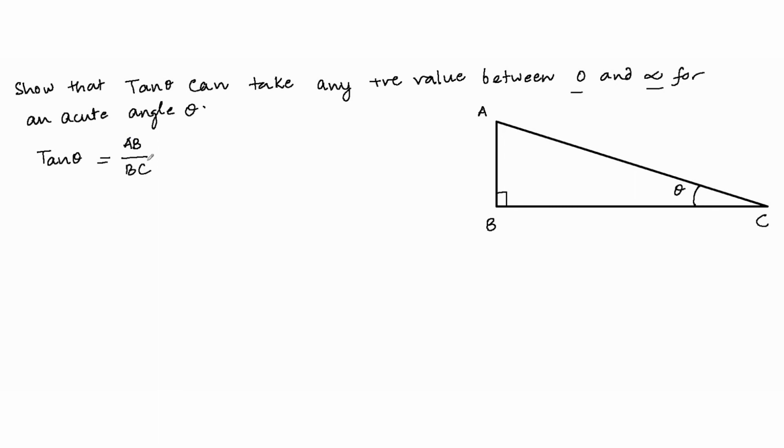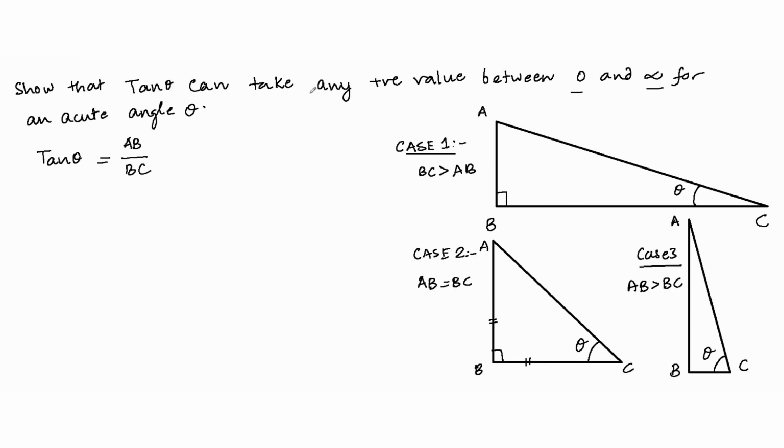Now between AB and BC there is no fixed relation between these sides, right? For example, I can now consider three cases. So this is case 1. In this particular case I have BC greater than AB.